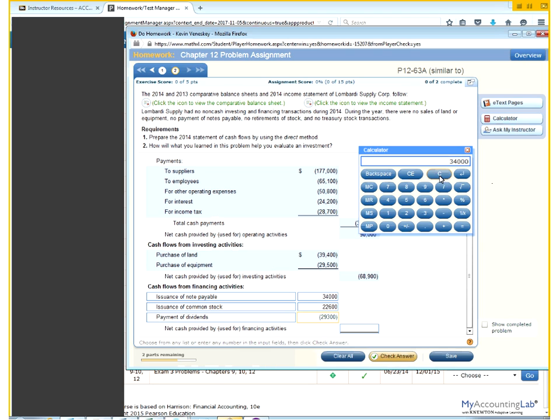Now we're going to get the total here: 34,000 plus 22,600 minus 29,300, and I get a total cash provided of 27,300.